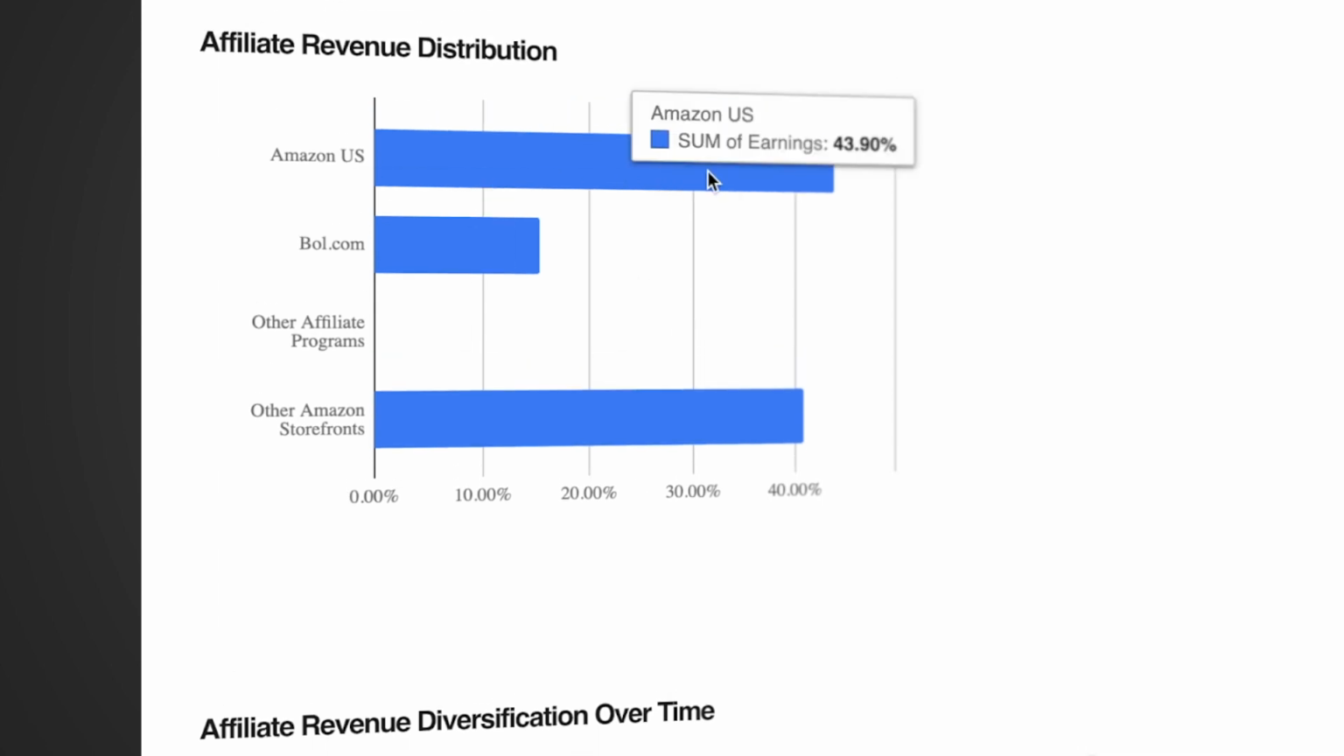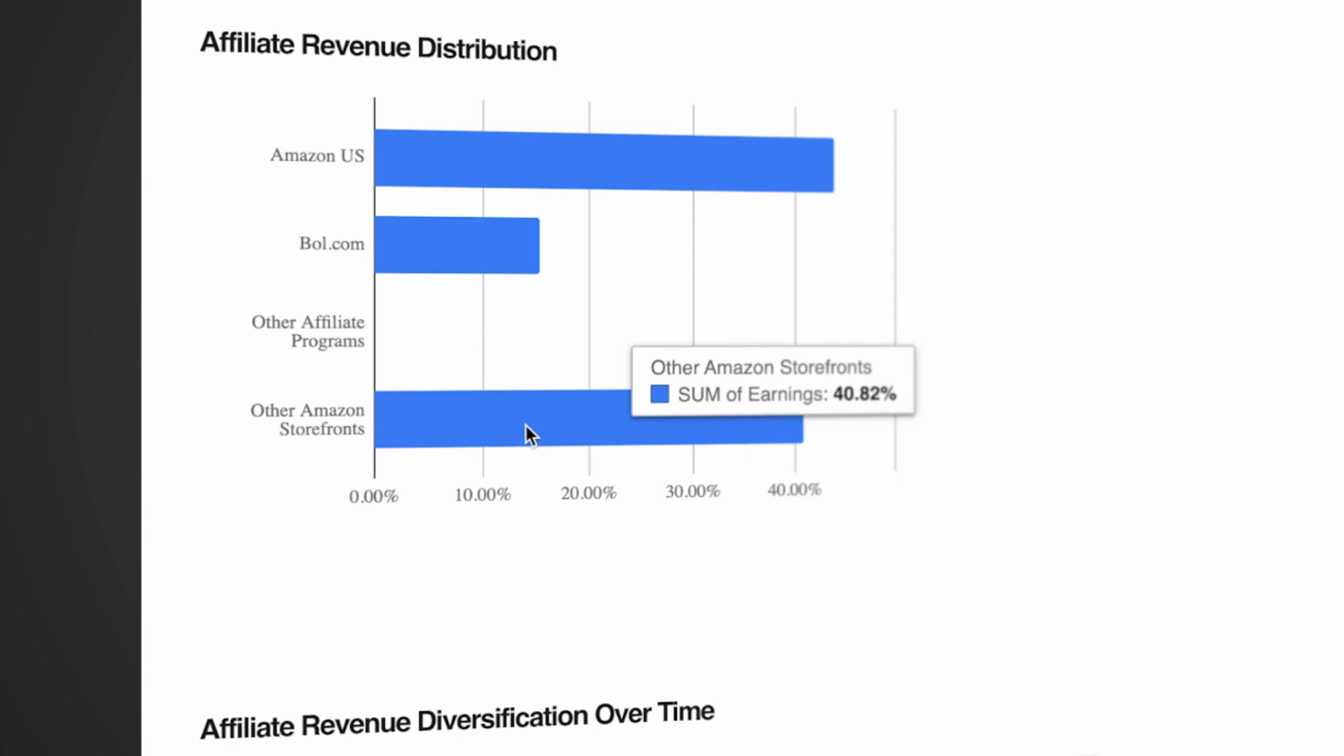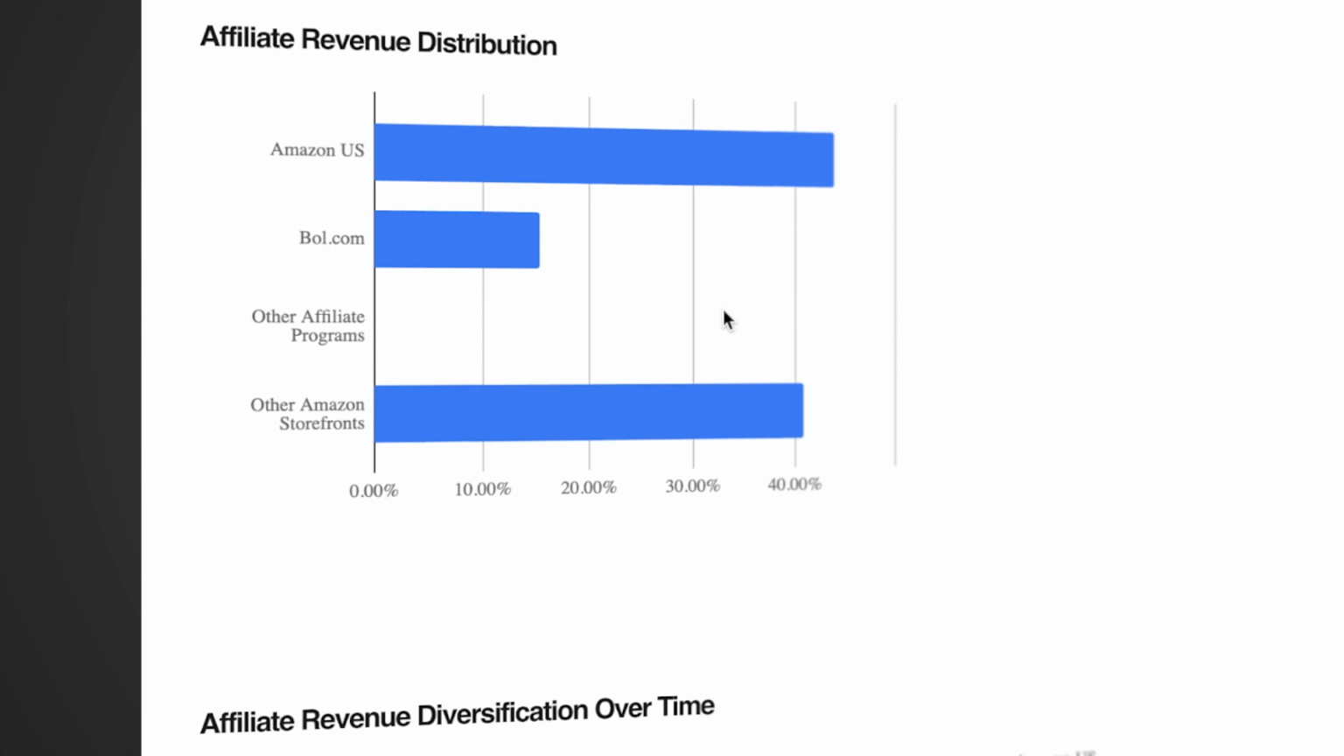In the affiliate revenue distribution, Amazon US is the largest, 43%, Bol.com is in there with 15%, and other Amazon storefronts with 40%. So it's still a little diversified, although it's leaning heavily towards Amazon, of course, but the other Amazon storefronts have their own commission structure. So if Amazon US decides to downgrade their program, chances are a few or a lot of the Amazon programs in Europe will be unaffected. So it's still a little diversified here.